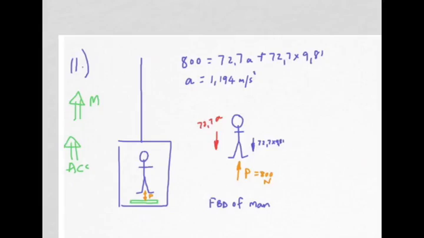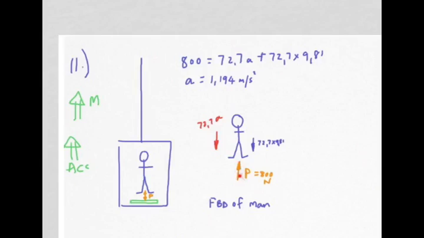So this is a good example to practice free body diagrams. So here is the whole machine, the cable, the lift cage, the scale and the man standing on it. And then if we zoom in and we look at just the man, we can draw a free body diagram of just the man. So here's the man. Here is the non-negotiable force, which is weight, always present regardless of what's going on, 72.7 times 9.81. That acts downwards towards the center of the Earth.